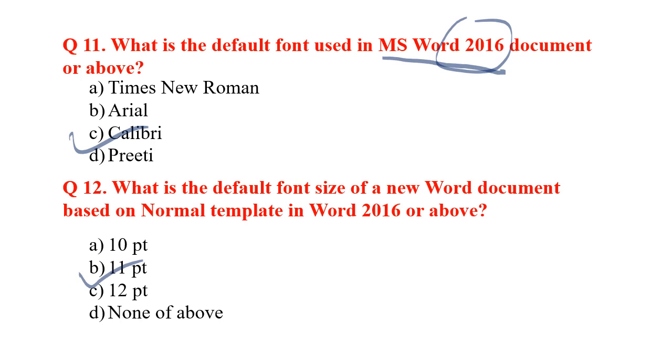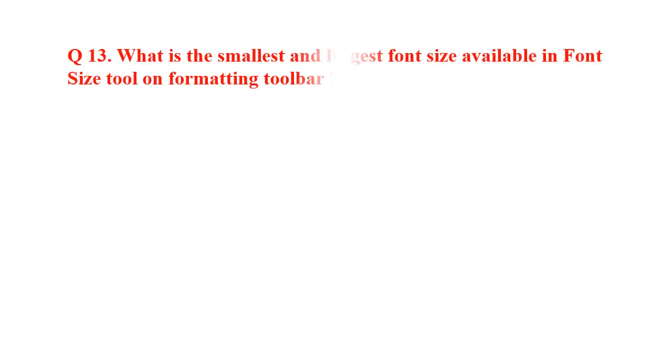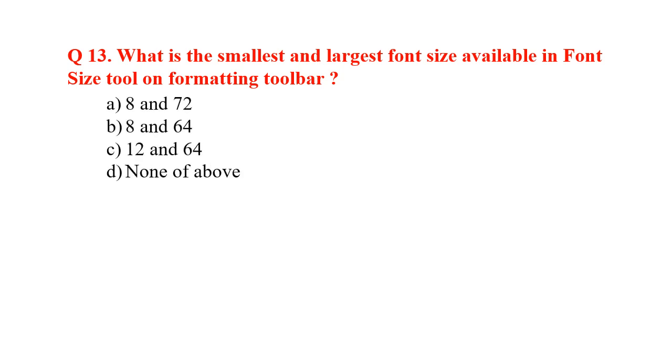Now go to the next question. What is the smallest and largest font size available in the font size tool on the formatting toolbar? Look at the options. Which is the smallest font size and which is the largest font size? So the smallest font size is 8 and the largest font size is 72. So option A is the right answer, 8 and 72. Now go to the next question.